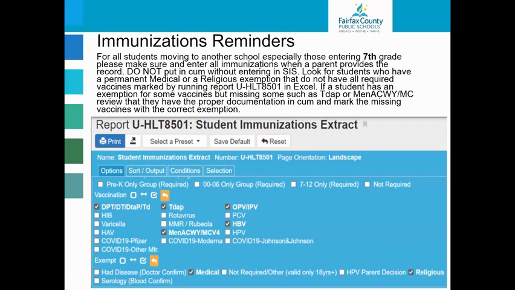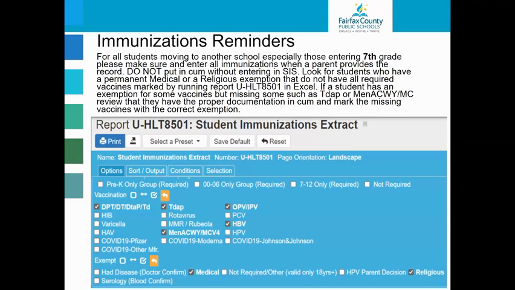Okay, so this is me too. Immunization reminders, guys. You have a lot of students. We need to make sure that we're keeping our immunizations updated, especially for our students moving on to other schools. A lot of you might not use this report, but U-HLT 8501, it's a big immunization extract data dump that's sort of helpful. Here you can see what I've done. I've checked the Tdap, meningococcal, polio, and HPV. You can choose a few more vaccines, or DPT too.